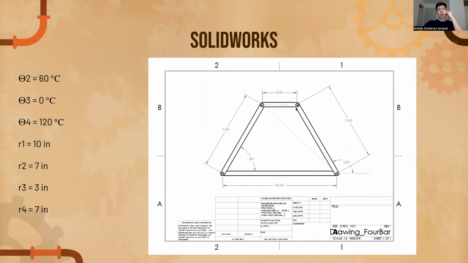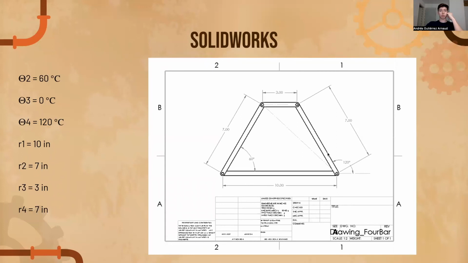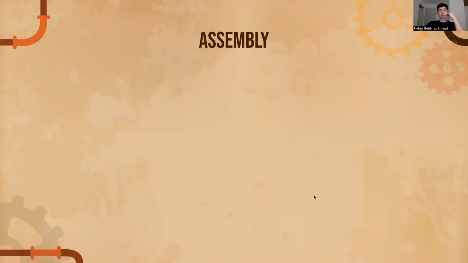60 degrees, theta 3 at 0 degrees, and theta 4 at 120 degrees, as well as the respective measurements of the bars that were already given in the problem. And finally, this is the assembly of the real life model. And this shows the angle at 60 degrees, which we can see is exactly the same as the drawing in SolidWorks, with my name and my ID number.